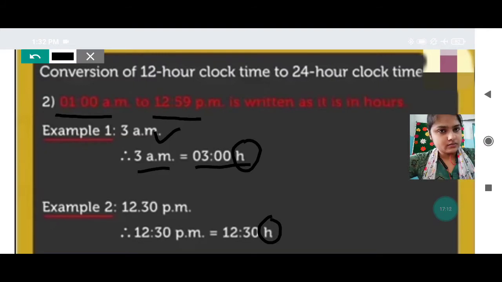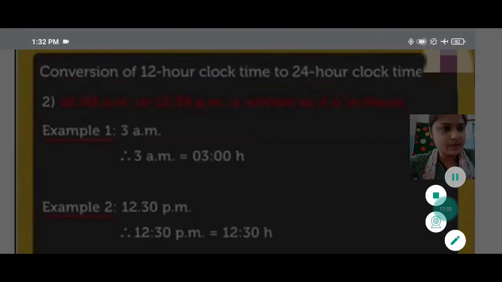It's simple. If AM is already mentioned in the question or PM is already mentioned in the question, you will just write by removing the AM and PM, okay, nothing more. You just have to write H in place of AM or PM. It has got converted into 24 hour. Now more I will explain.